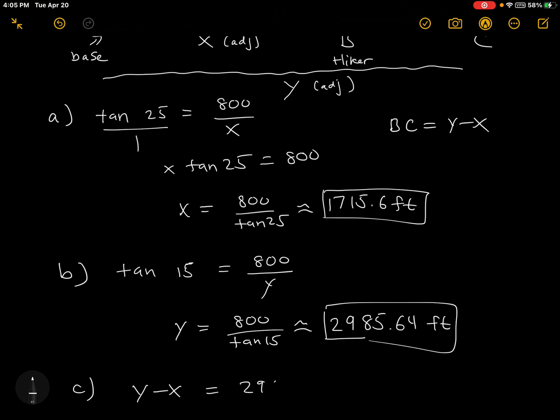And you will get about 1,270.04 feet. Okay, so the key on these word problems right here, you'll probably see a couple in your homework, is to be able to draw the picture and then use one of your trig ratios, sine, cosine, or tangent, to solve.